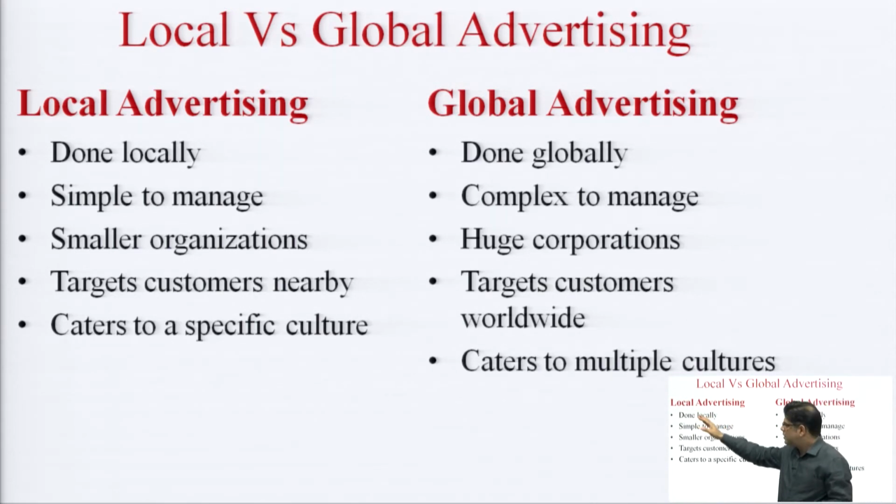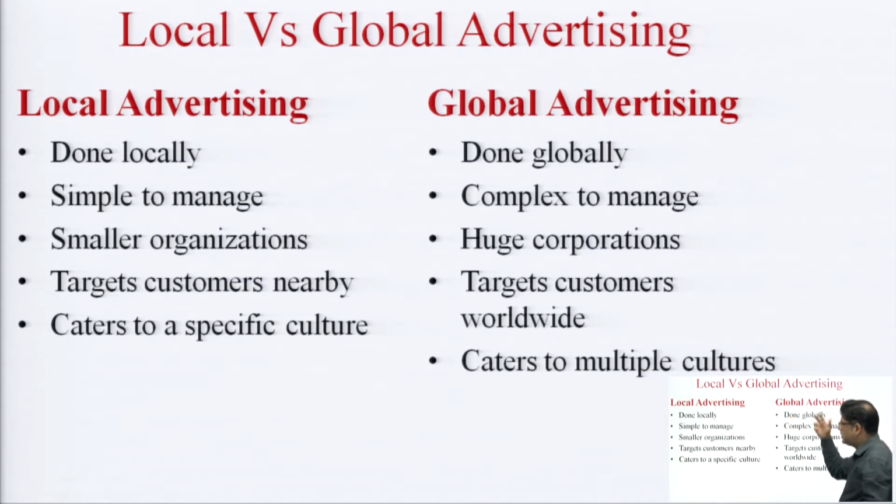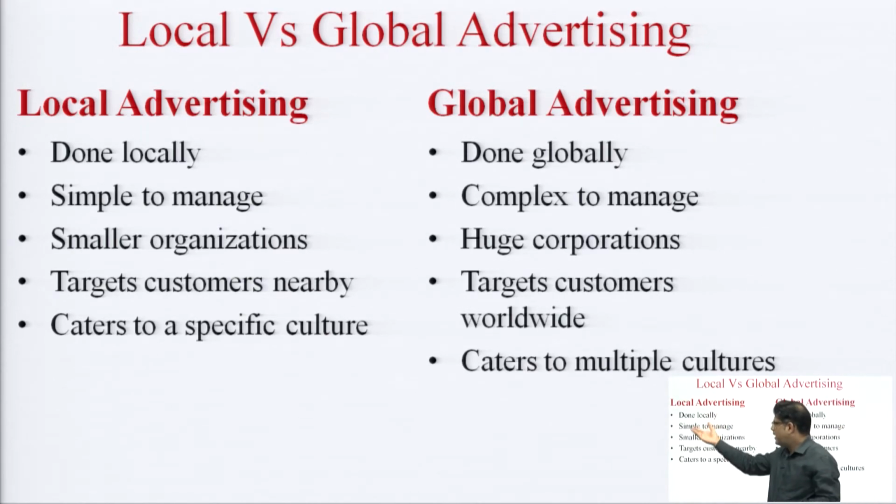Local advertising is done locally. It is done in a particular area which is extremely limited, while global advertising is done globally. It covers the entire globe. Local advertising is simple to manage, and this point is very easy to understand, because the advertiser, the marketer or the organization that is doing advertising has to manage a very small area, wherein the people also are not much different from each other. So, there is a lot of homogeneity in the audience.